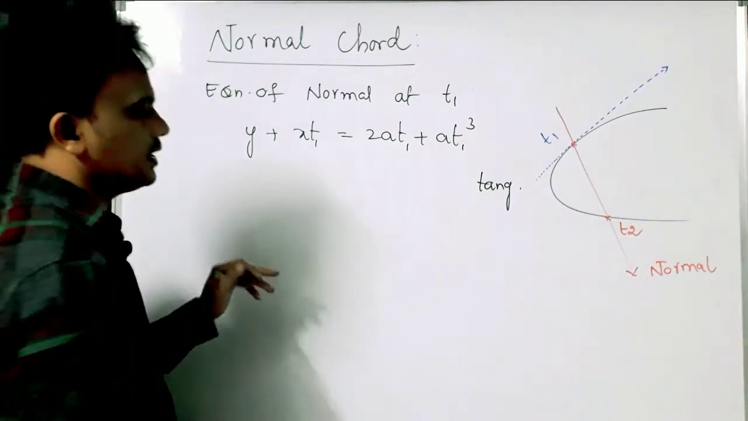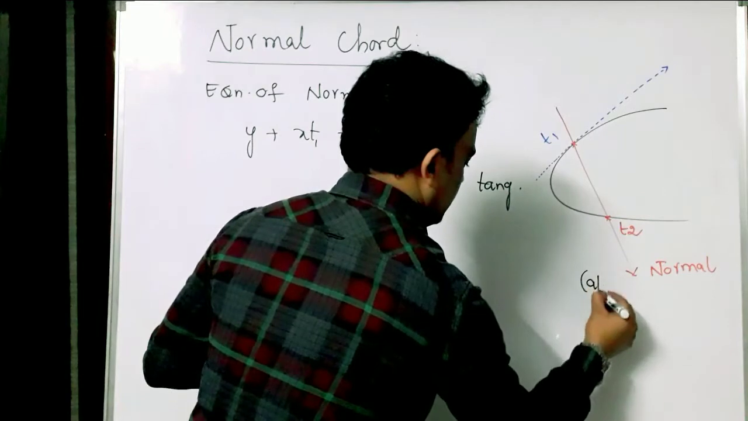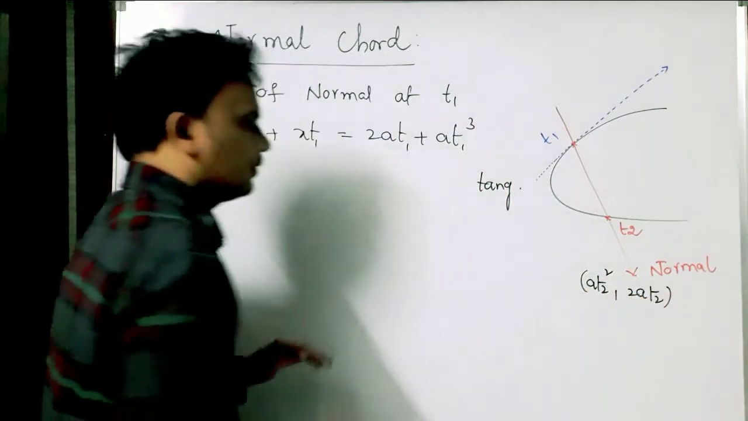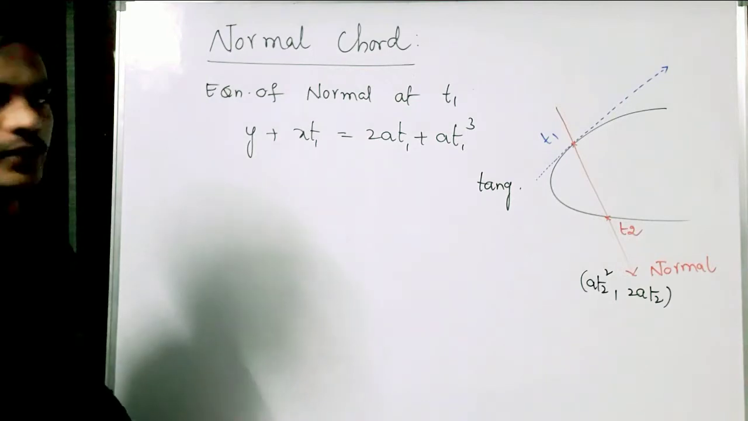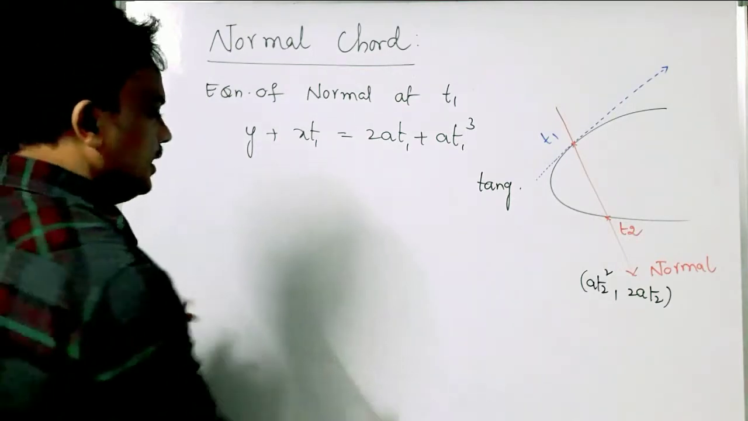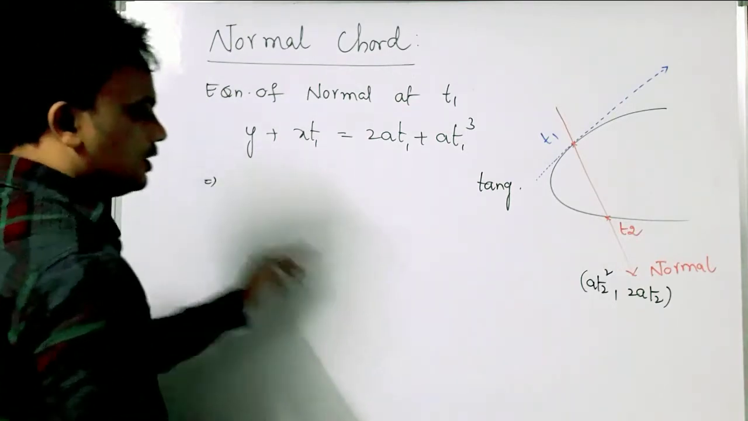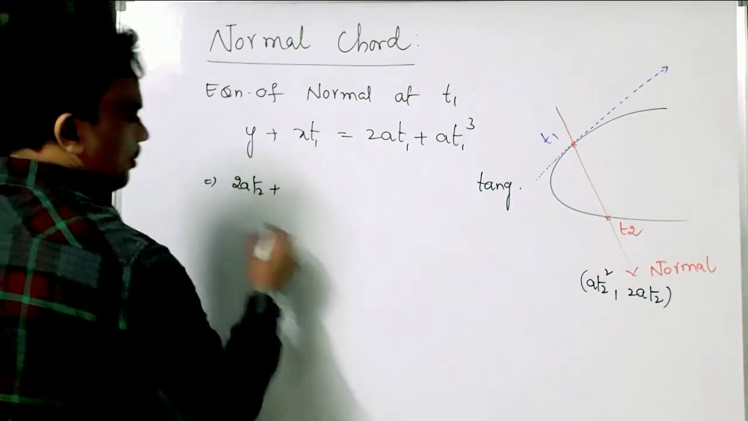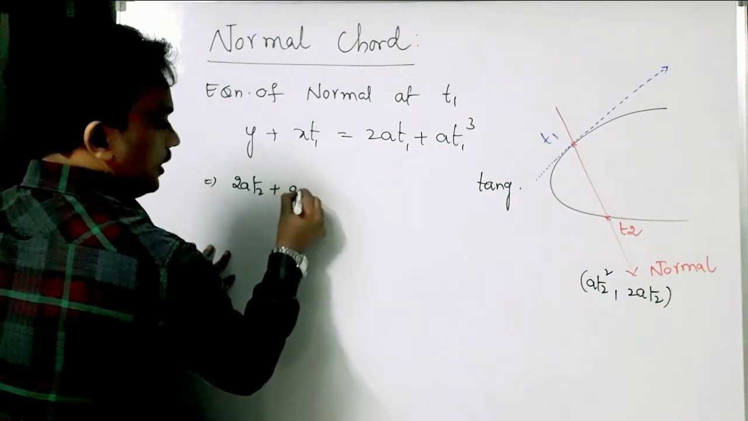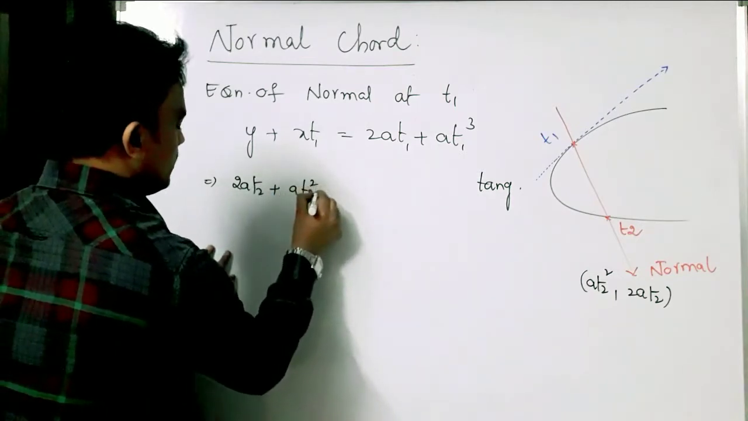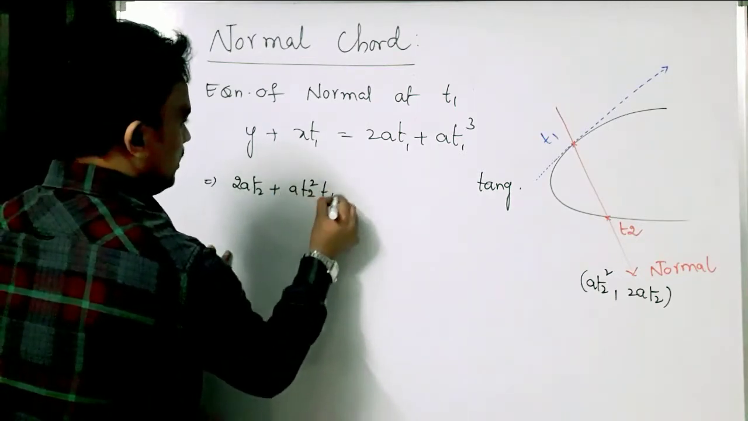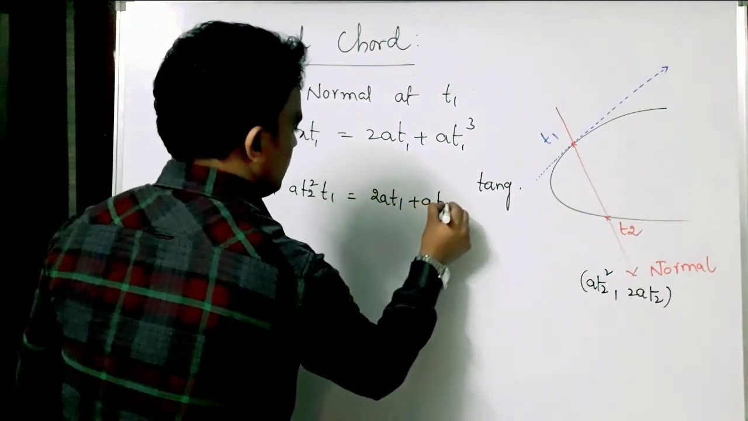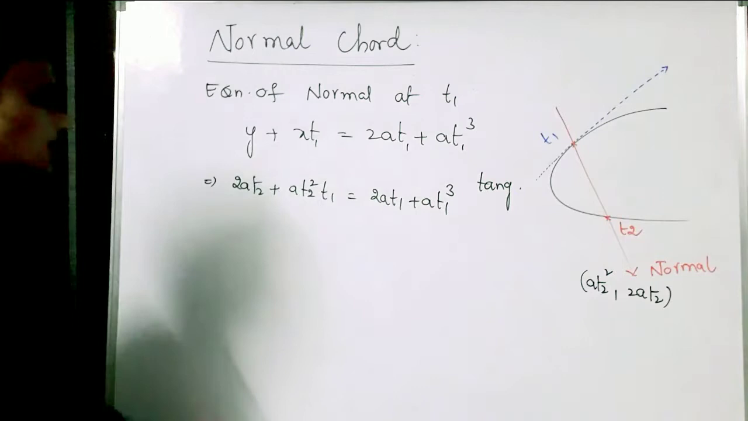So, T2 means actually the point (a T2 square, 2a T2). Am I right or not? So, substitute the values. The y value is 2a T2, plus the x coordinate a T2 square, into T1, equals 2a T1 plus a T1 cube, right or not?